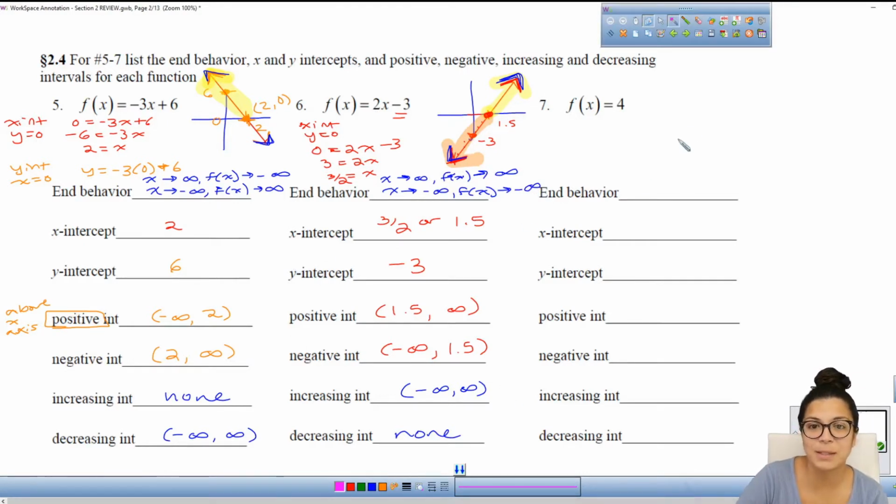All right, let's move on to number 7. So I have here f of x equals 4, and remember that y equals 4 is a horizontal line on that number. So we have a horizontal line at the y value of 4.